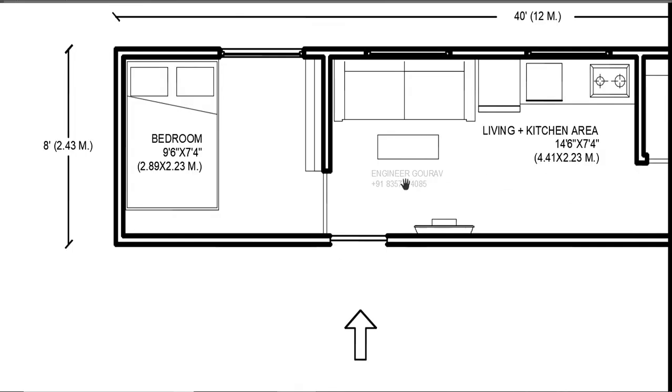So we have a living plus kitchen cum dining area. You can see here the sofa arrangement, tea table arrangement, a unit on the front wall, and we have a kitchen cabinet with burner, sink and refrigerator arrangement. Also we have two large size windows for ventilation and light purpose in this area.